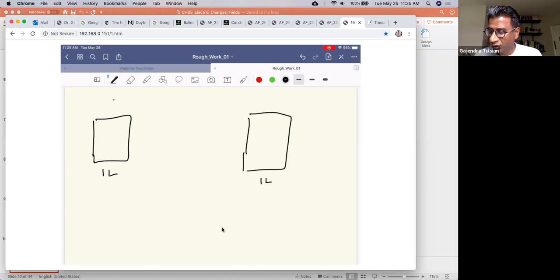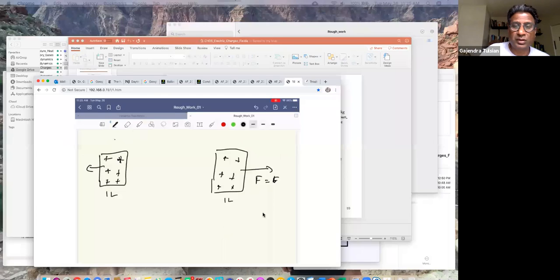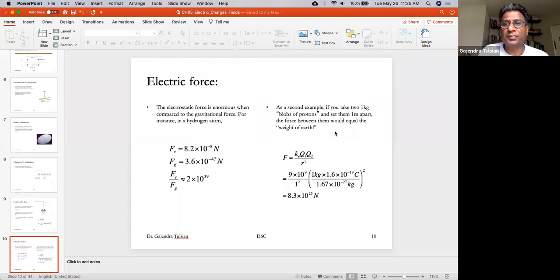Anyway, so if you could strip this bottle of water of its electrons, they would all be positively charged now. Okay, so roughly 1 kg of protons. Now we're ignoring the fact that half of them are neutrons, but they would repel each other with a force equal to the weight of the Earth. Okay, so that's what this is saying. So you could calculate the force like that.